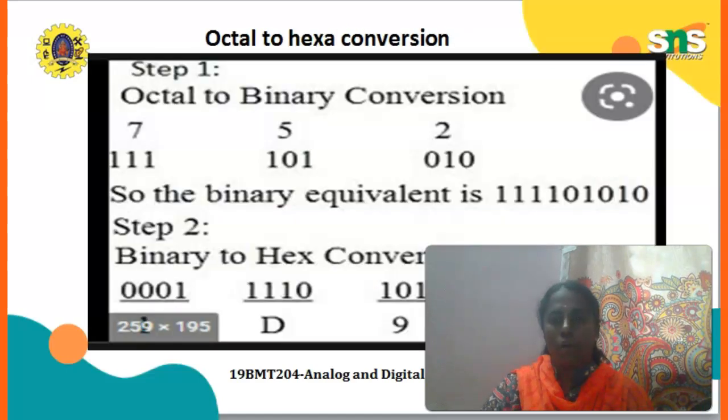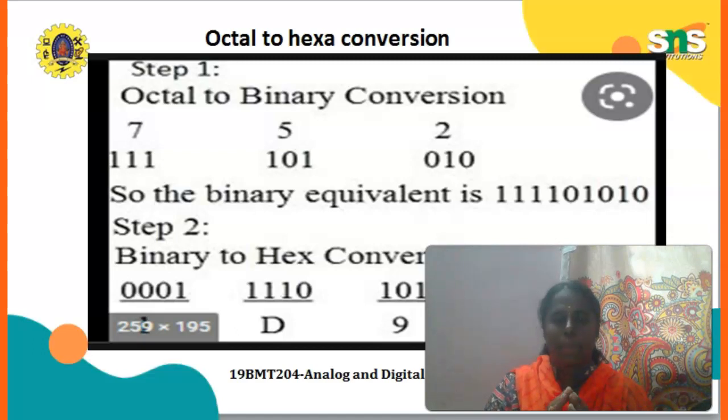Next one is octal to hexadecimal conversion. An octal number uses 0 to 7, right? If it is given as 111 101 010, we have to separate the bits into groups of 4 from the right end. So from the right end we separate 1001, which is 9. In the middle, 1101, which is represented by D. And at the left end, there is 1 only, so we append 3 zeros. So finally we get the number 1D9. This is octal to hexadecimal conversion.